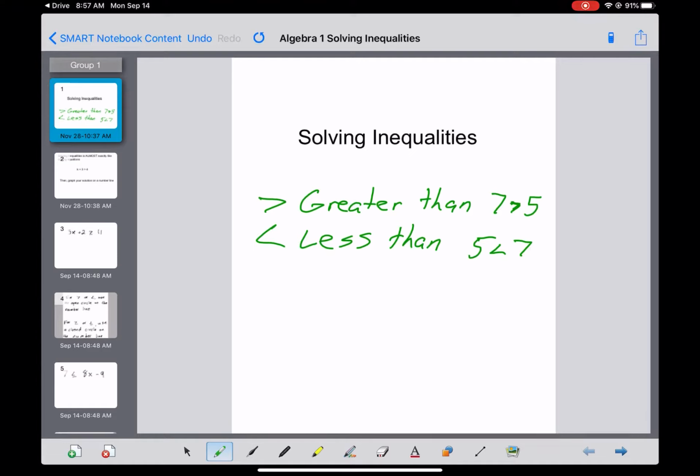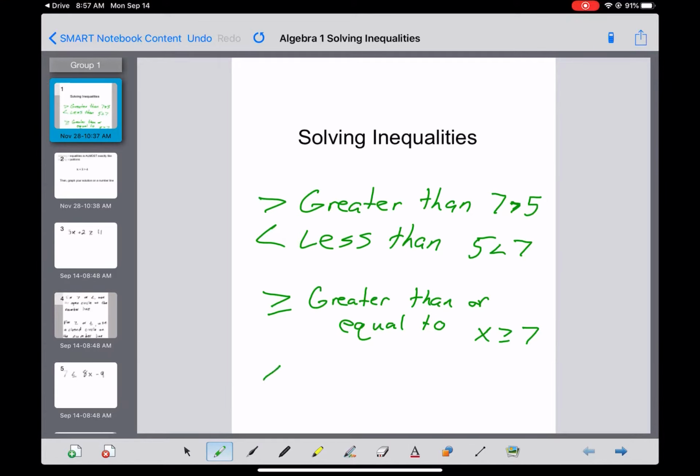There's also versions with lines underneath them. This would mean greater than or equal to. So greater than or equal to. So that means if I had something like x is greater than or equal to 7, that means x could be any number bigger than 7, or it is allowed to equal 7. So it could be 7, 8, 9, 10, 11, 12, or anything beyond there.